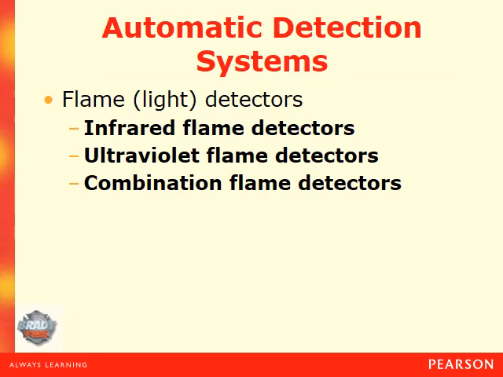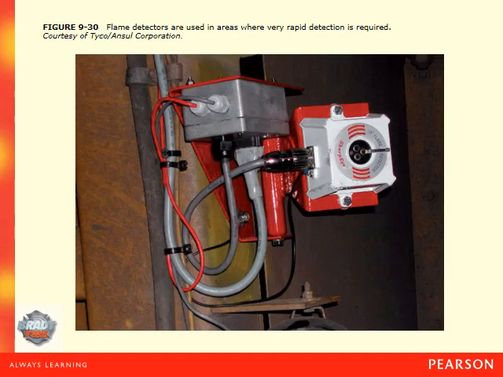Another type is a light detector or a flame detector. It uses infrared flame detectors and ultraviolet flame detectors in combination to identify the presence of fire and sound the alarm. Here's a picture of a flame detector.